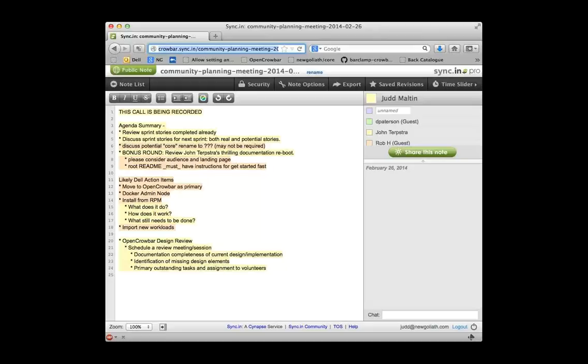Is there anything else before we talk about what we'll be committing to for the next sprint? No, I think that's a good status update.